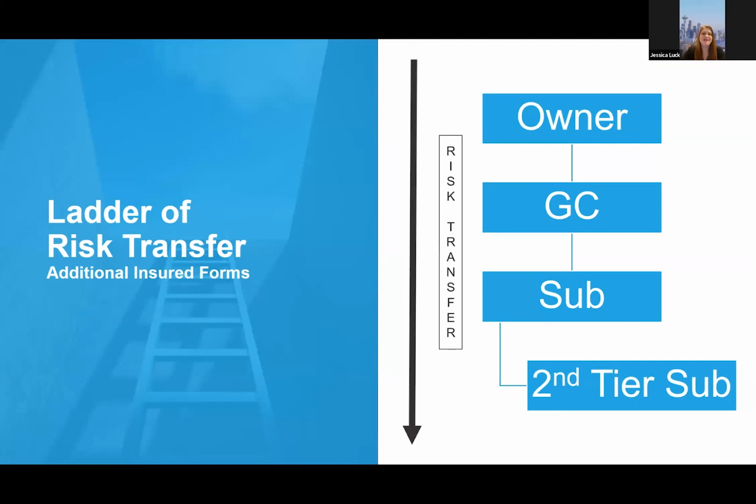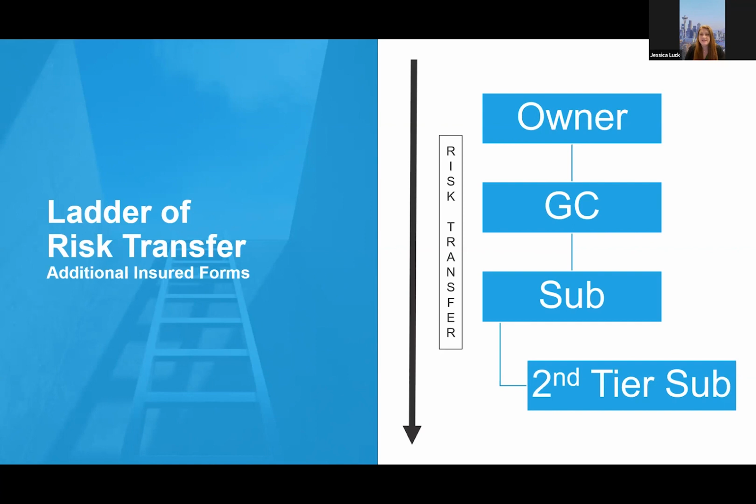Hello. So today we're going to talk about the ladder of risk transfer and how additional insured forms play a part. The basic principle of risk transfer is to shift responsibility of payment for specified losses from one party to another. When you name an entity as an additional insured on your policy, you are giving that entity access to your policy and limits as if they were also an insured.